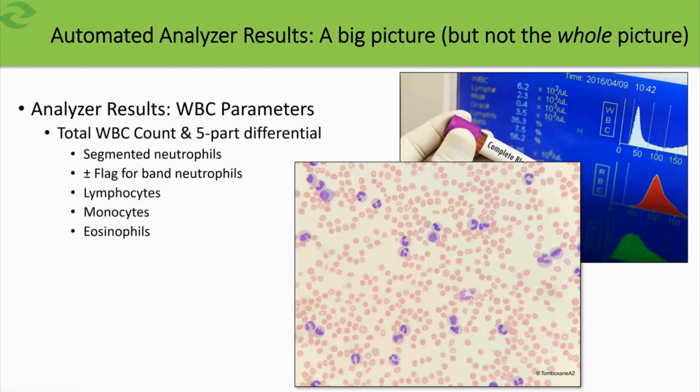Lymphocytes, monocytes, eosinophils, basophils, and then very few in-clinic analyzers can detect what are called LUCs, or large unstained cells, but that is a parameter on reference laboratories. So I did want to include that, but it's rarely included on an in-clinic hematology analyzer.